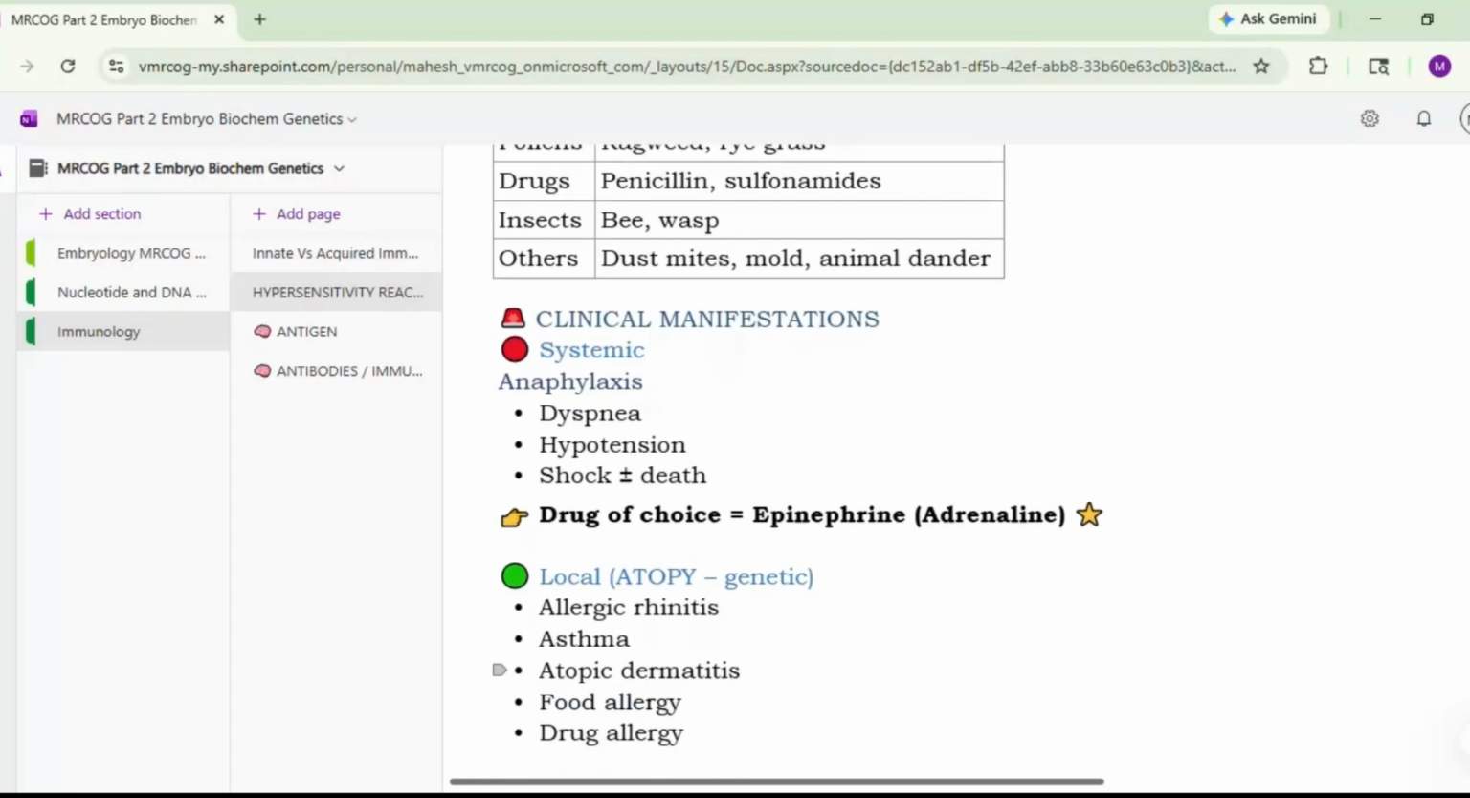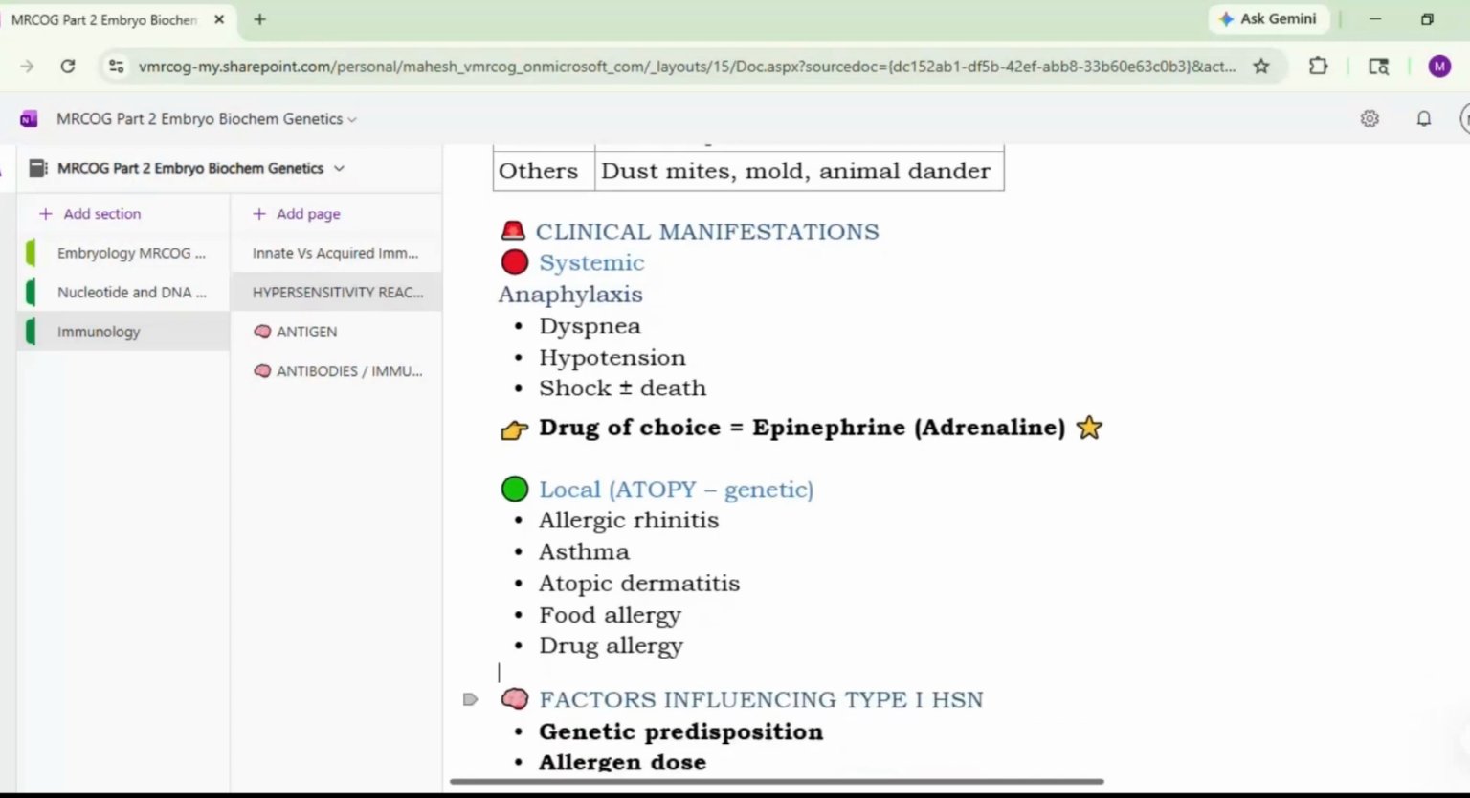Okay. Then there may also be a local reaction. The clinical manifestation may be systemic in the form of anaphylaxis, or it may be local, such as allergic rhinitis, asthma, atopic dermatitis, food allergy, drug allergy, etc.